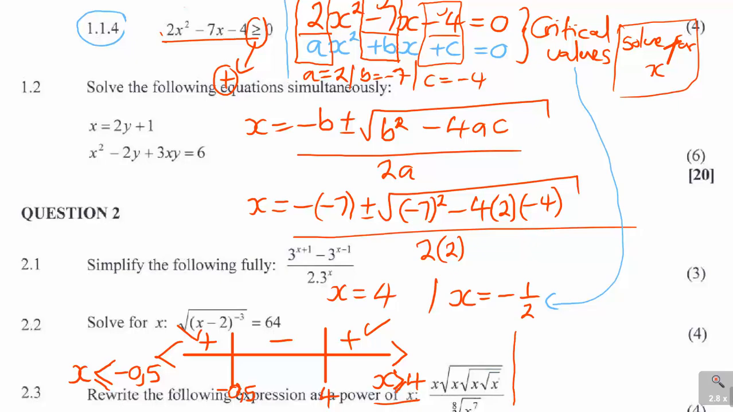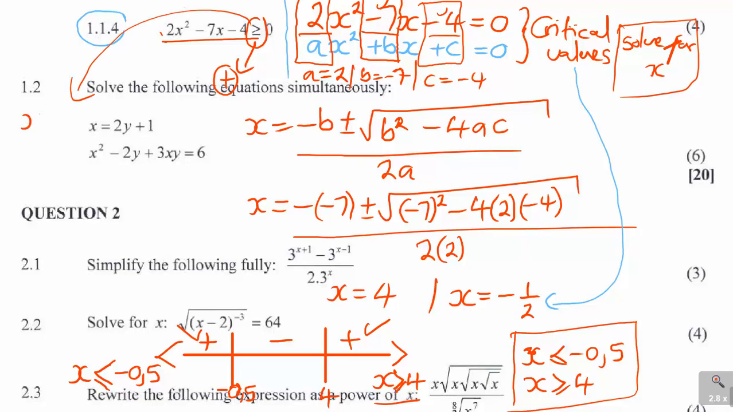So those are the two values. x is less than or equal to negative 0.5, or x is greater than or equal to 4. Please don't be tempted to just state your answers. Some students just solve for x. After solving for x, they use that sign and write x is greater than or equal to negative 0.5 and x is greater than or equal to 4.